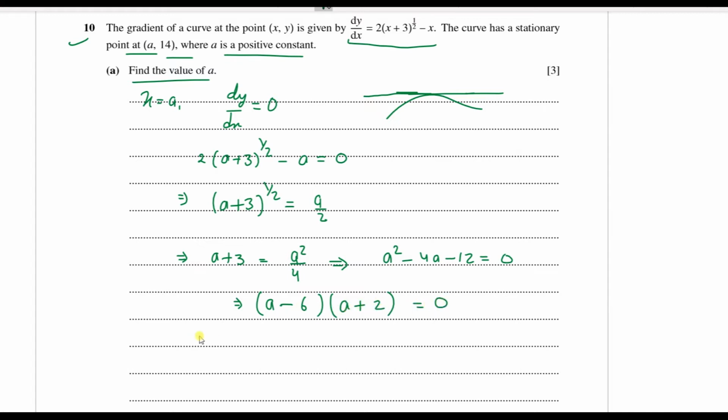From here you get a is equal to 6 or minus 2, but in the condition it is given that a is a positive constant, so a must be 6. So the value of a is 6. I hope it is clear. There was a condition given, we only need to proceed with the condition.